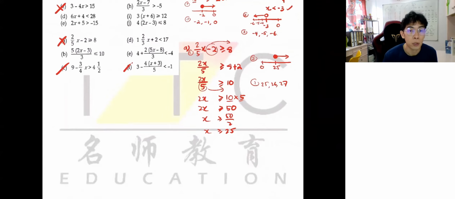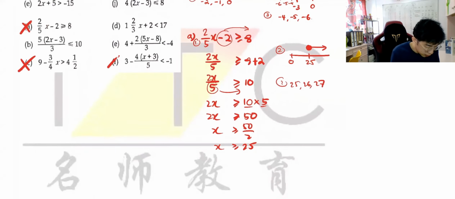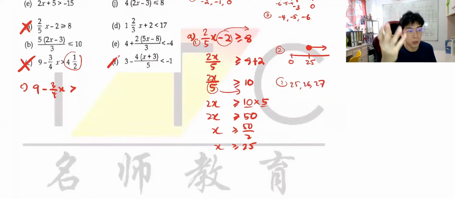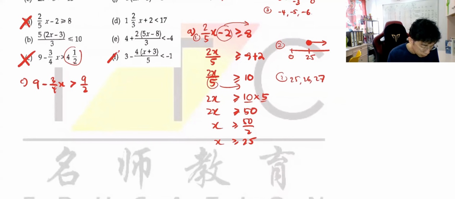Everyone, involving fractions now. Question C. So 9 minus 3 over 4x greater than 4 1 over 2. Nobody use 4 1 over 2, nobody write that one. So what we do? We straight away put 4 times 2 is 8, 8 plus 1, 9 over 2. Please convert to improper fraction. Always do that.